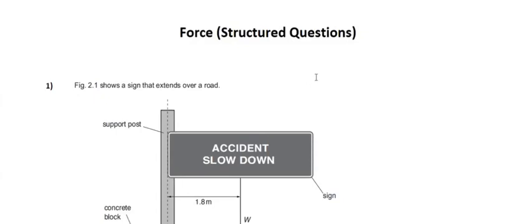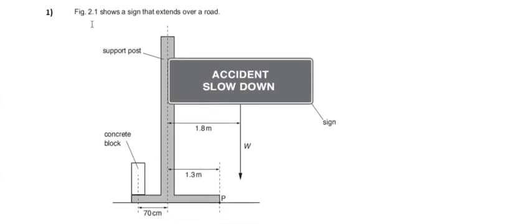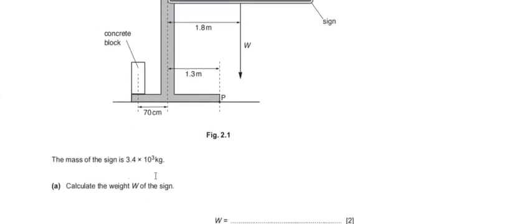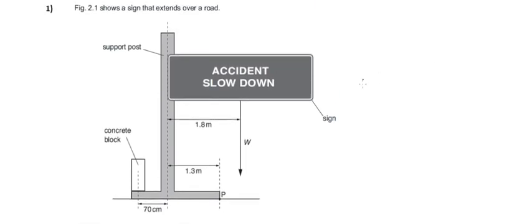Now we will start with the structure problems in a course. So you can read here question number 1. Figure 2.1 shows a sign that extends over a road, and the mass of the sign is given, that is nothing but 3.4 into 10 raised to 3 kilogram. So you can see this sign is here.